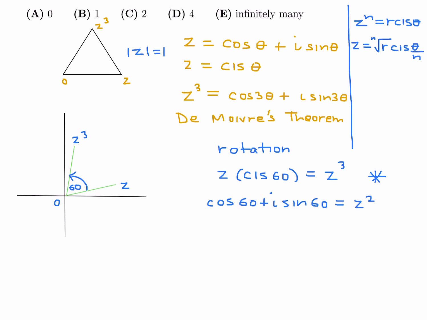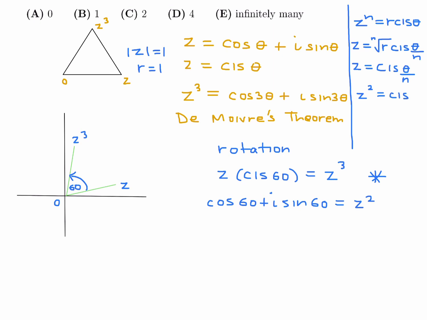So that's why I didn't put in the r. R is basically just 1 in this case. So here it simplifies to just cis theta over n for z to the power of n, or just z, I should say. Now in our case, our theta is 60 and our n is 2, because we are basically trying to figure out what is z to the power of 2 when theta is 60.